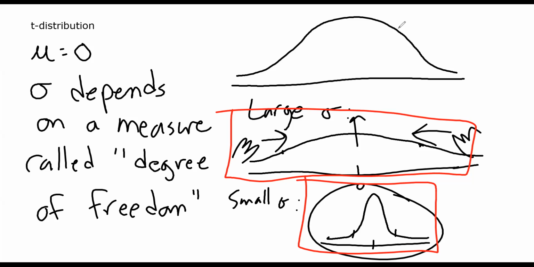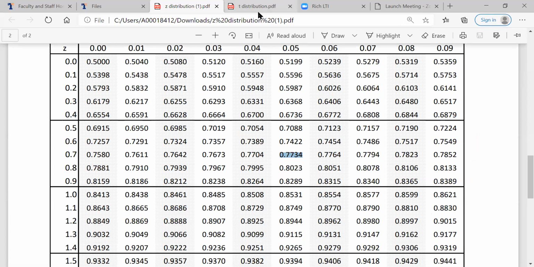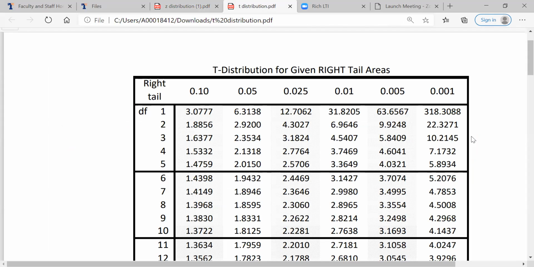But how else is it different, especially in terms of their charts? Well, let's take a look at the charts and the z chart, and we'll see how it is similar to the t distribution and how it's different. Again, just to remember, the z distribution has the z's on the edges and the left areas in the middle. But let's look at the t distribution. You notice anything different about it?